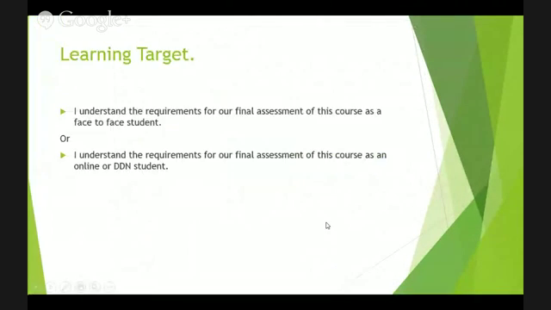All right, guys. So really the purpose of today, like I said, is so that you can understand the requirements for our final assessment of this course. There are going to be two versions based on if you are a face-to-face student or if you are a student that takes the course online or through distance learning or DDN. So make sure that you understand the difference between the two types of finals. One part is the same and one part is different.